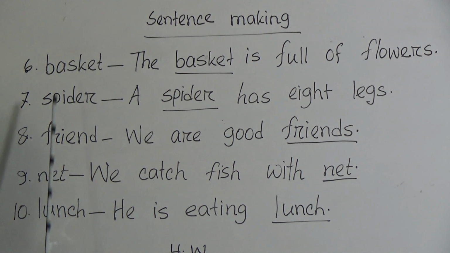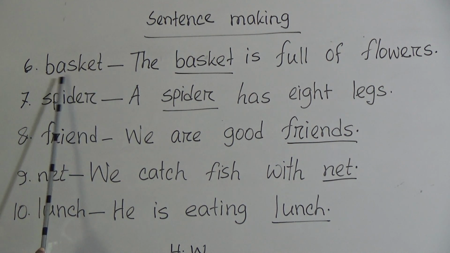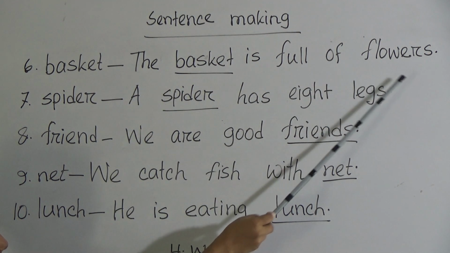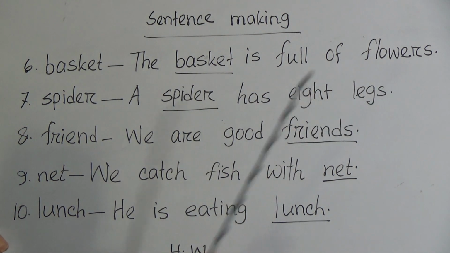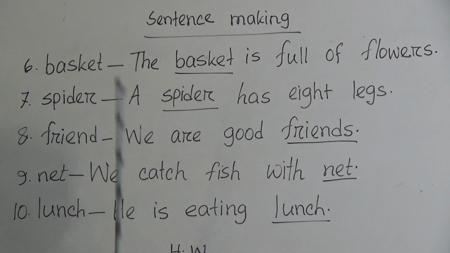So let's start at first number 6. Basket, B-A-S-K-E-T, basket. And the sentence is, the basket is full of flowers. The basket is full of flowers.